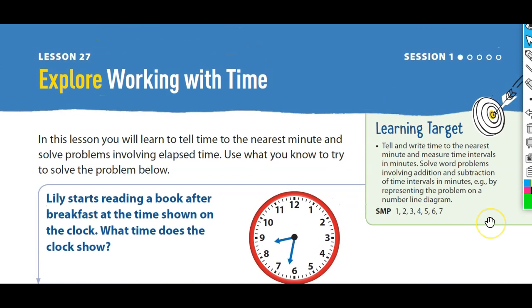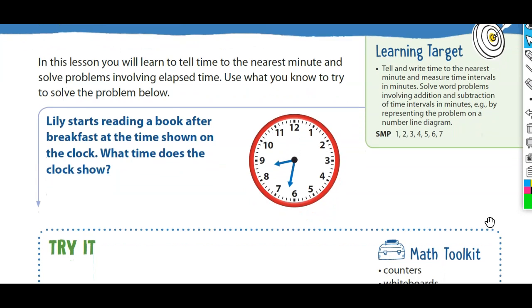Okay, this is lesson 27, session 1. It's all about time. Okay, it should be on this page right here. We're going to do a routine called try it. And try it is when we're understanding what the problem is. So let's read it together.